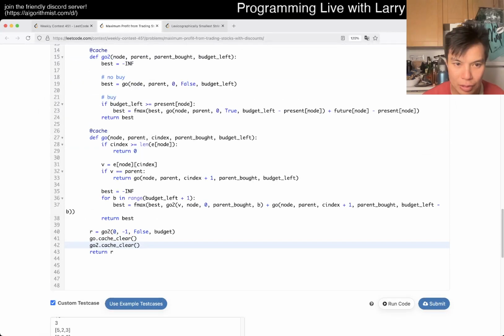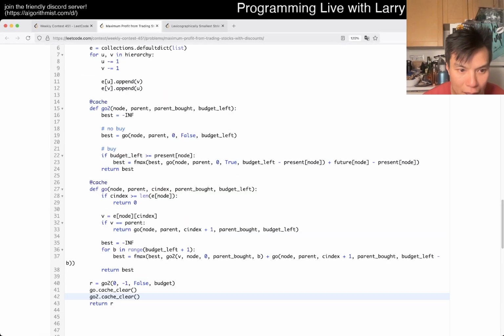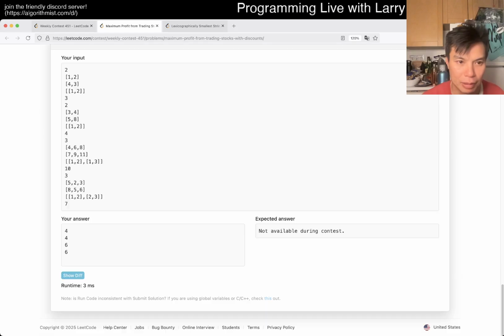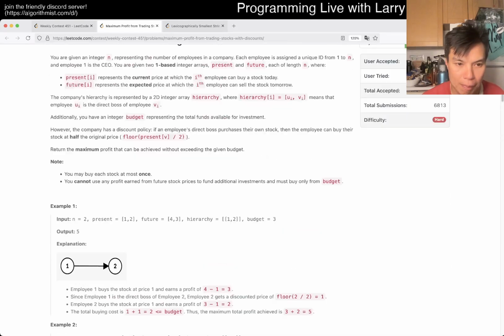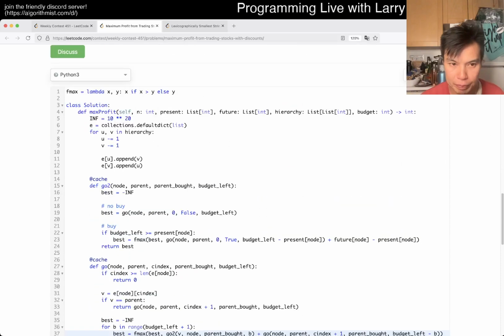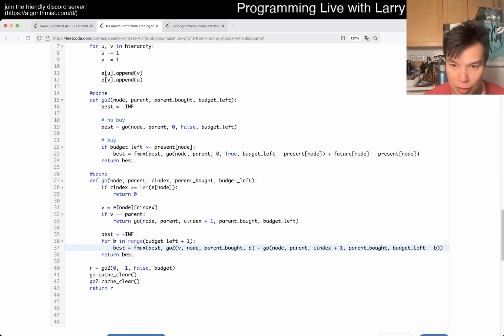Okay, go to. Okay, line 37. So go is node parents. Oh no, this is go to. No, this is go. Node parent C index budget, and this is go 2, which does not have the index. All right. I messed up something, but that's fine, because I didn't do the parent thing. I didn't use the, so for this one we buy.